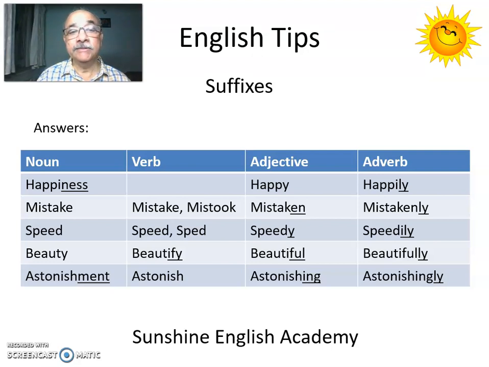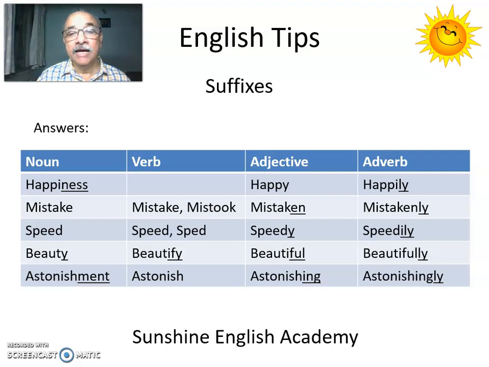Our next word is mistake. The verb forms are mistake and mistook. Here we don't have to add any suffix. But when we add en, it becomes an adjective, mistaken. You are mistaken. Here it's an adjective. And mistakenly is an adverb. The word speed can become speedy, which is an adjective, or speedily, which is an adverb.